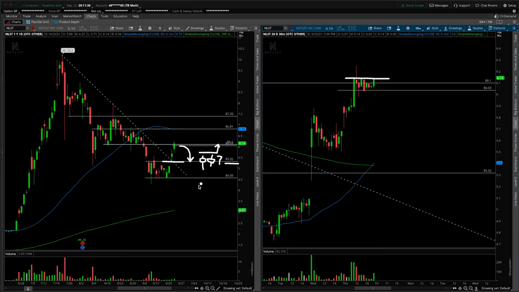Underneath 5.32, not interested, as this essentially is going to act as a flush point. If retested, I would imagine it breaks and takes us lower into the daily 200 SMA. So those are my thoughts here on NLST.